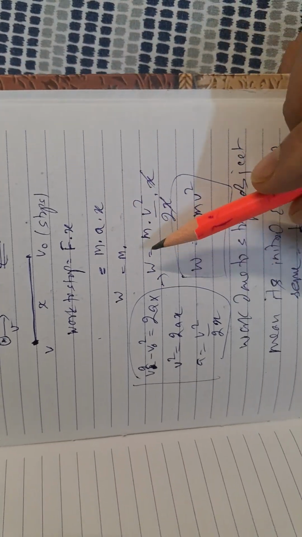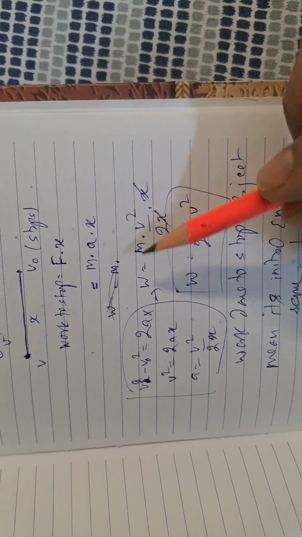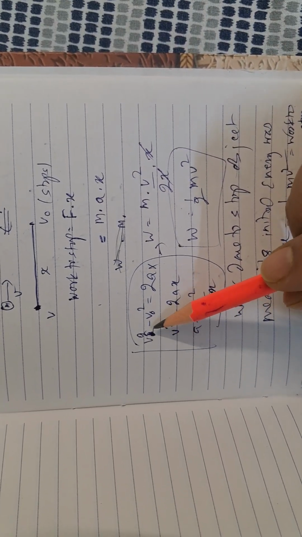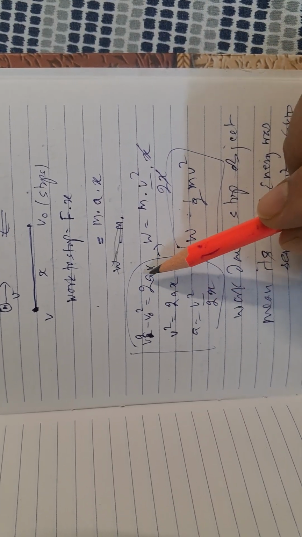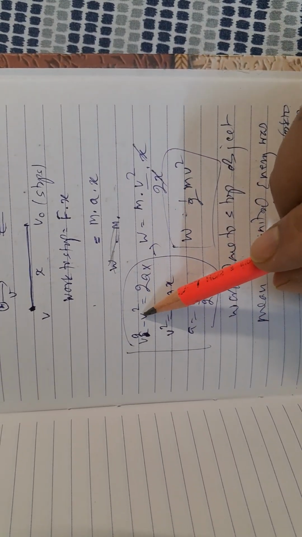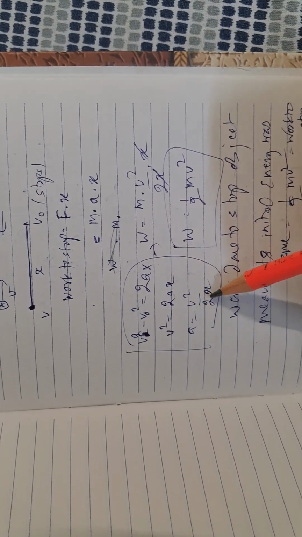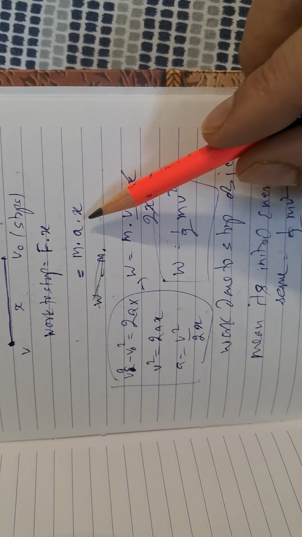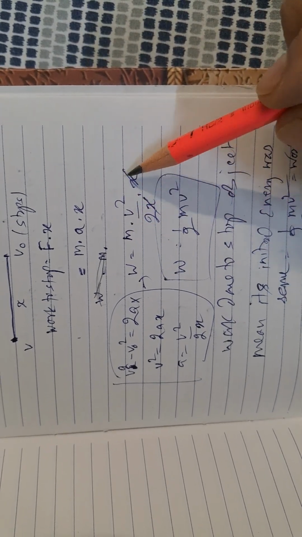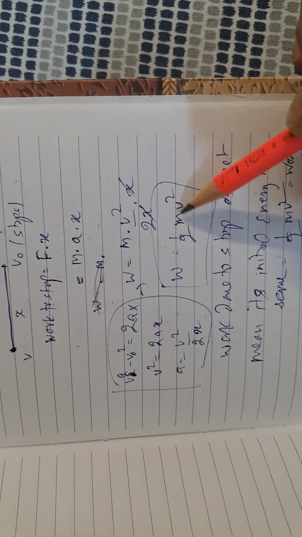So the work will be m times a times x, and as we know from the equation of motion in one plane, final velocity square minus initial velocity square is equal to 2ax. Initial velocity is equal to 0, so v square is equal to 2ax. So a will be v square upon 2x. Putting a as v square upon 2x, the x will cancel x, and there will be m v square upon 2, so half mv square work.